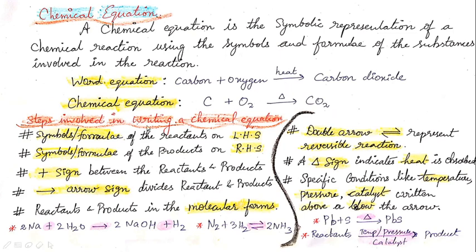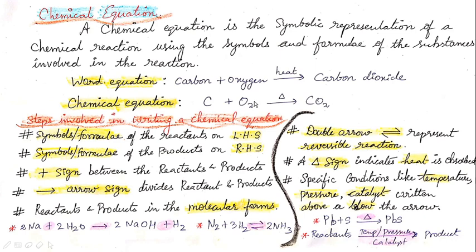So what are the steps involved in writing a chemical reaction? While writing the chemical reaction, the symbols and formulas of the reactants should be on the left hand side. What we write to the left of this arrow mark is called the reactant. What we write to the right of this arrow mark is called the product. Here we are writing the symbols of the reactant.